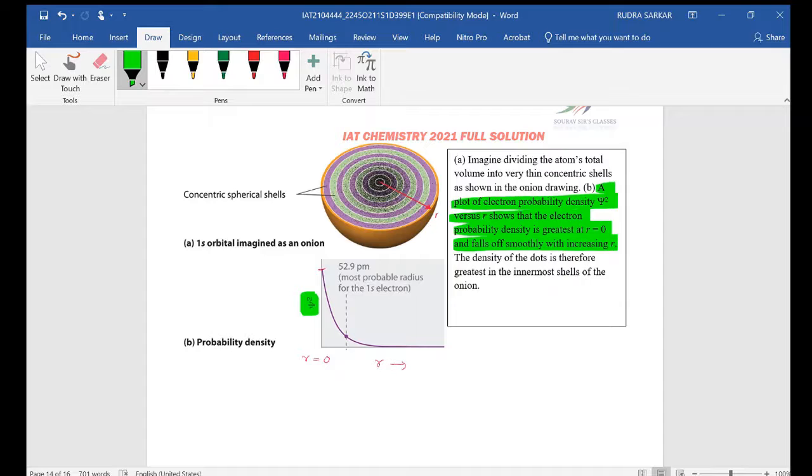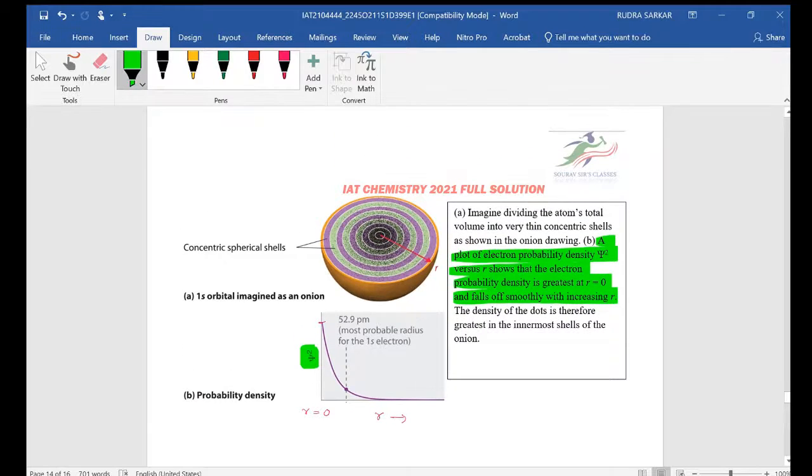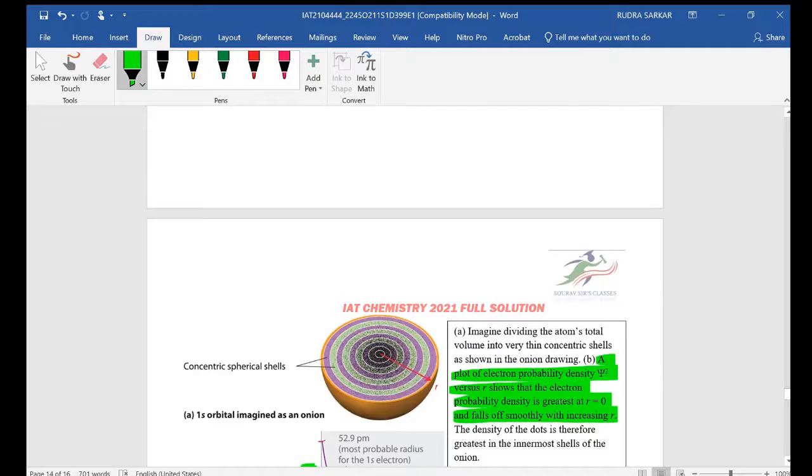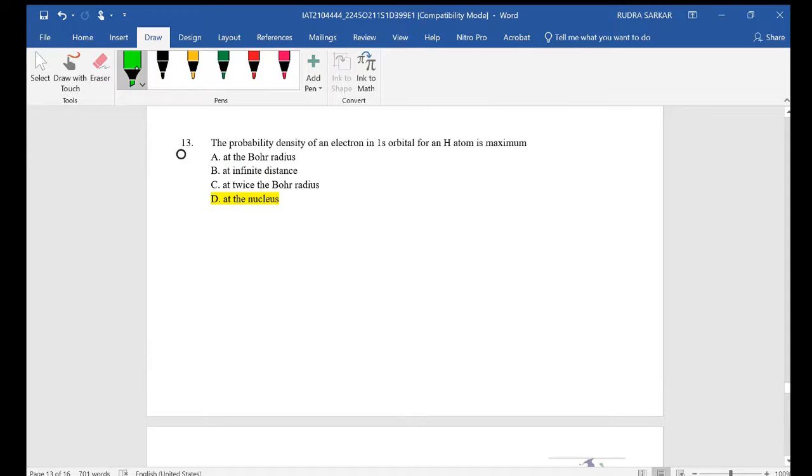And if we look at this picture, what we can observe is that if you think of the hydrogen atom as concentric circles, like an onion, these black dots become more dense as we go towards the nucleus. So our answer here is going to be at the nucleus. That is the correct answer.